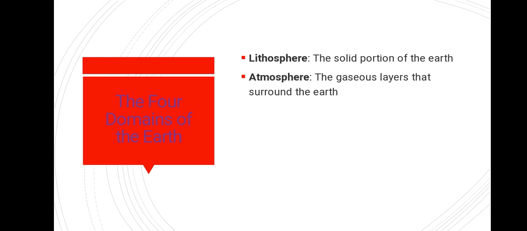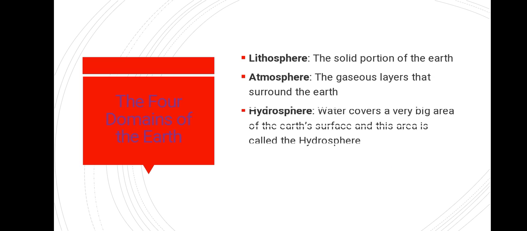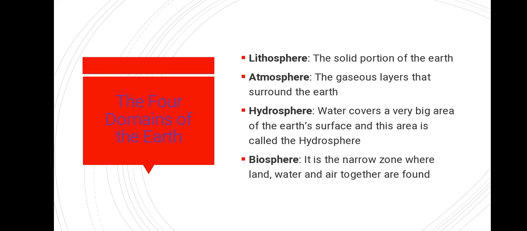Atmosphere. The gaseous layer that is surrounded on the earth is atmosphere. Hydrosphere. Hydro means water. Water covers a very big area of the earth's surface, is known as hydrosphere. Biosphere. It is a narrow zone where land, water and air together found, and where the life is possible is called biosphere.